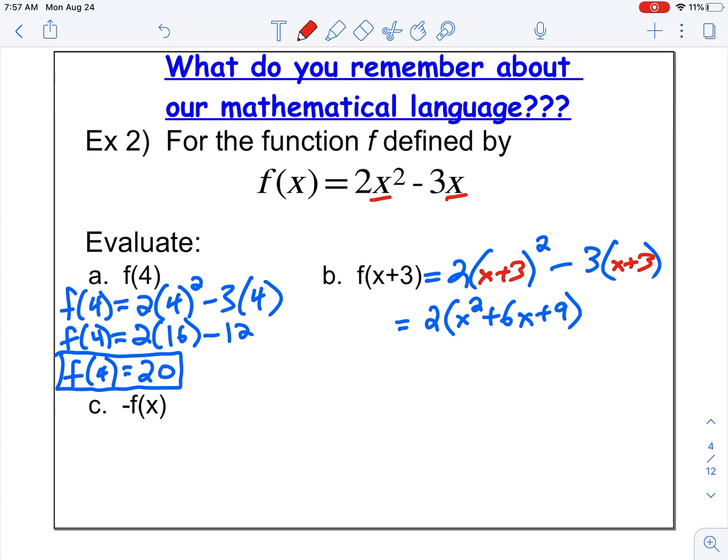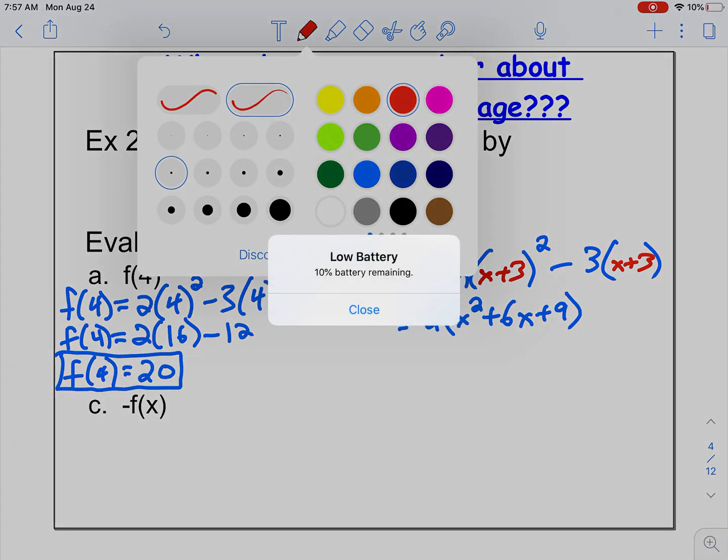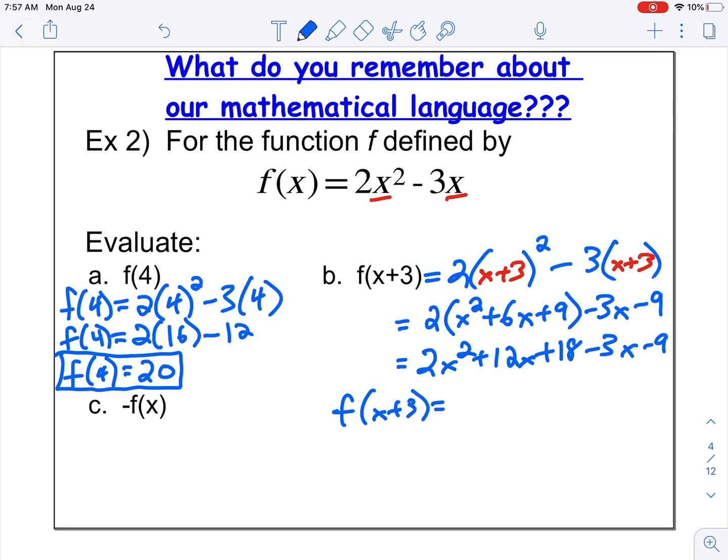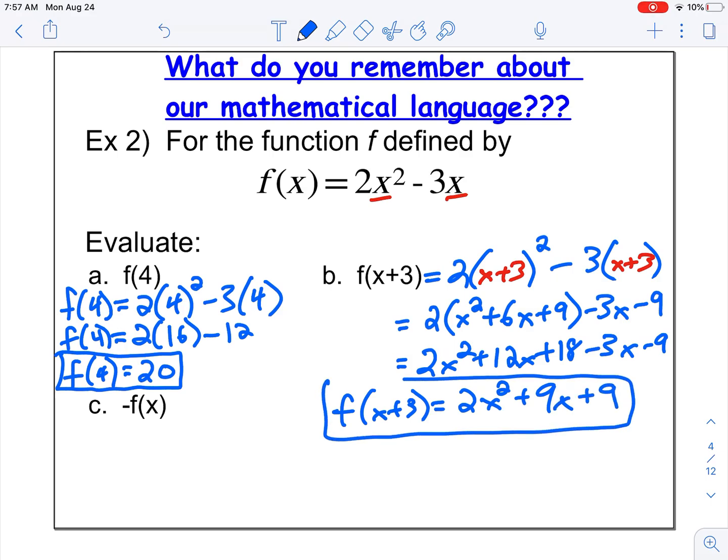So negative 3 times x is negative 3x, and then minus 9. All right. Now take this 2, distribute it in: 2x squared plus 12x plus 18, and then minus 3x minus 9. And if I combine all my like terms, f of x plus 3 is 2x squared plus 9x plus 9. Okay, there we go.